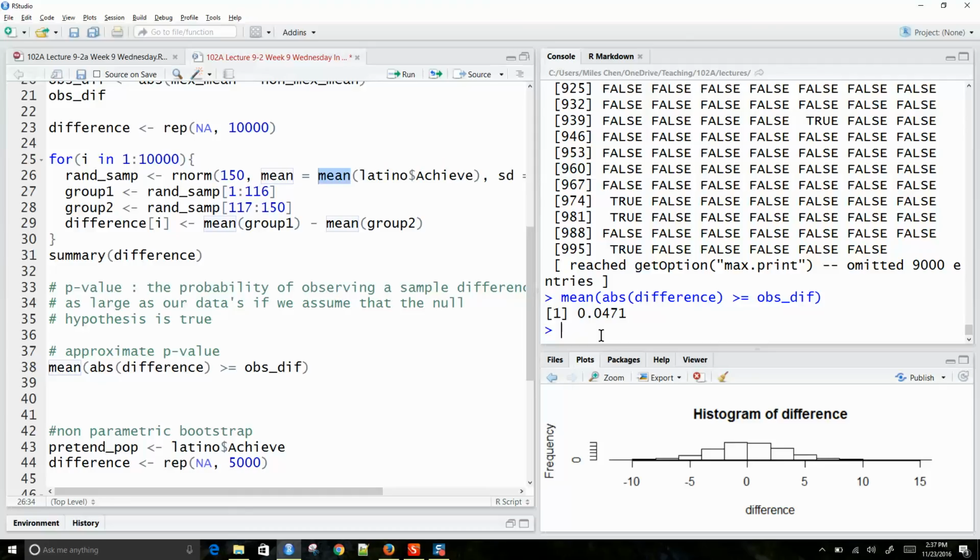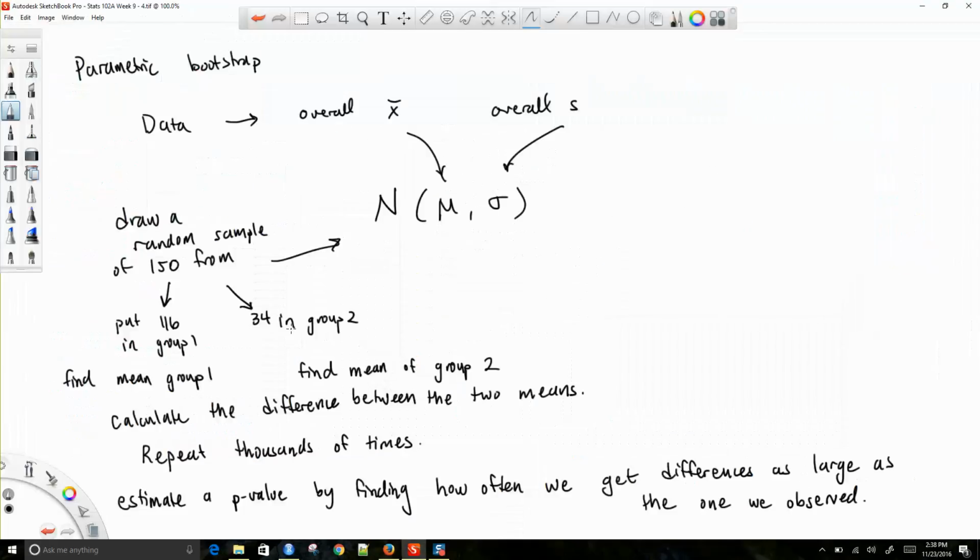Okay, so this is just under 5%. So we might say we've got some evidence that there seems to be a difference in the level of education achievement between those coming from Mexico and those coming from other Latin American countries, although it's not super strong evidence at the same time either. It's just barely under the 5% cutoff. Okay, so that is parametric bootstrap. In parametric bootstrap, we use values from the data to create our distribution.